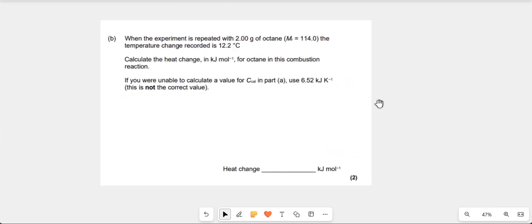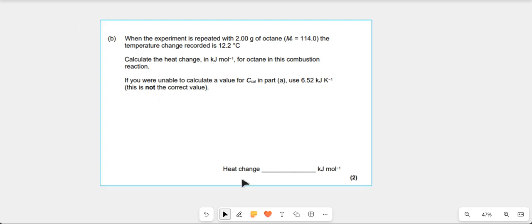When the experiment is repeated, find the heat change. So to do that, I need Q, because I'm going to need to do Q divided by the heat change. They mean enthalpy, by the way. So I'm going to need to find the heat energy, which is Q, divided by the moles. So how can I find Q?